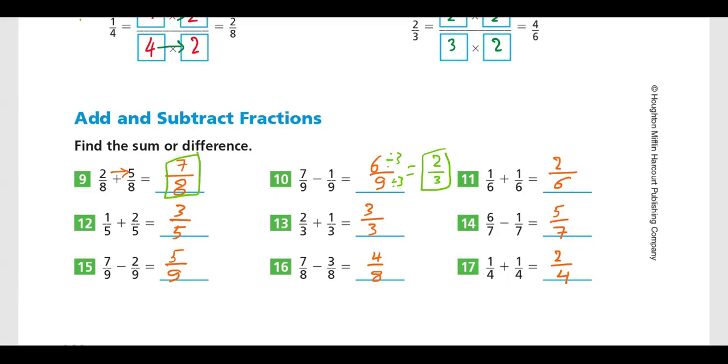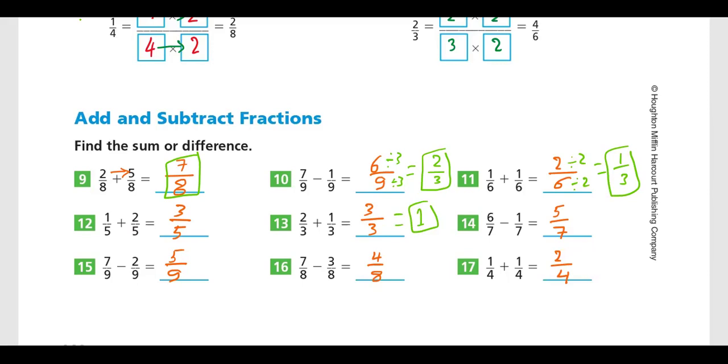2 and 6 are in the table of 2, so we can divide by 2 up and down. So it will be 1/3. 2 divided by 2 is 1, 6 divided by 2 is 3. 3/3 is 1. It's one number.